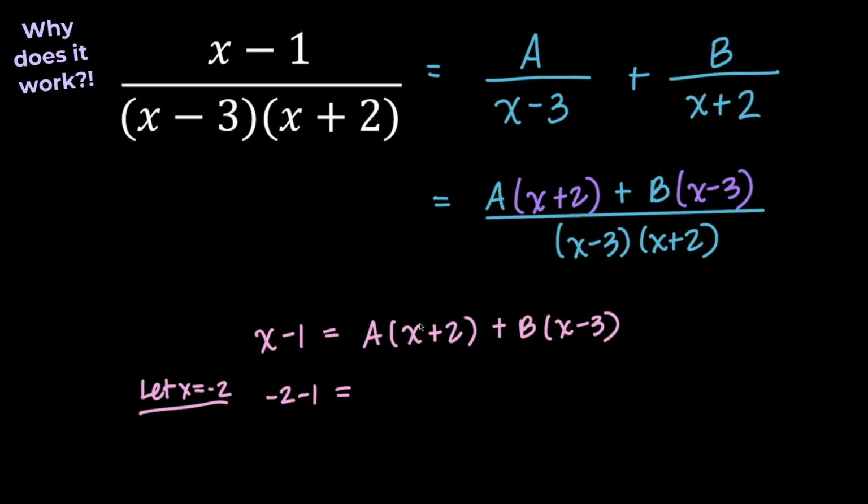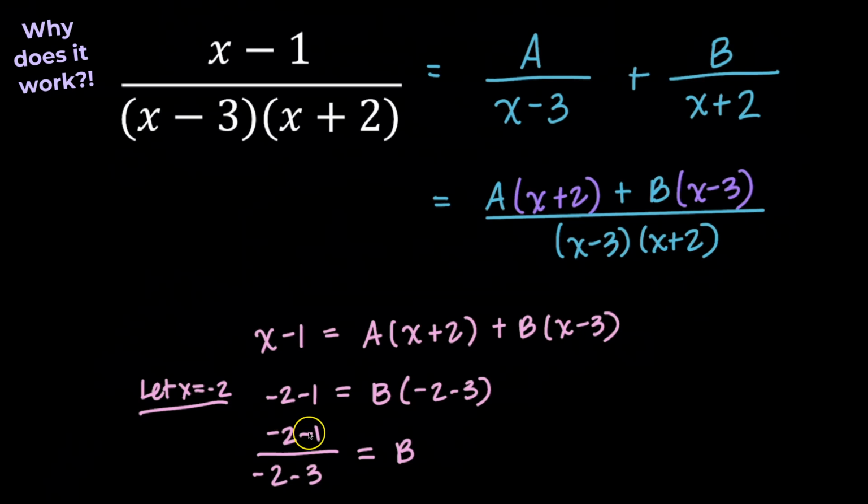This whole term is gone. And then I have b, and then times the quantity -2 minus 3. So I'm in search of b, so I'm going to divide by -2 minus 3. So I have -2 minus 1 divided by -2 minus 3 is equal to b.